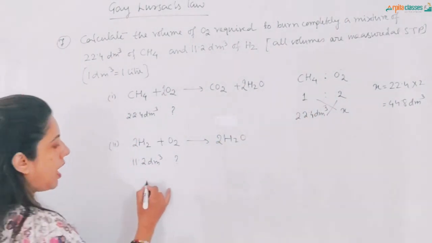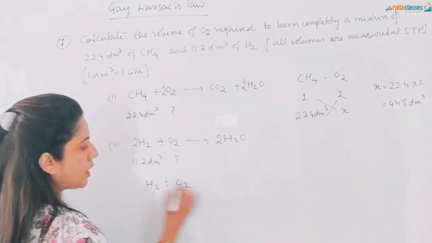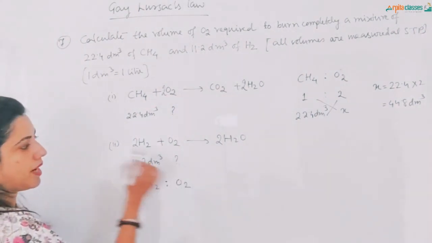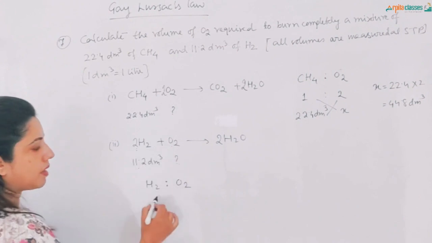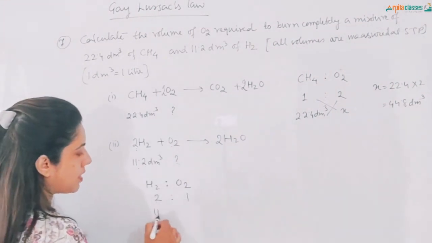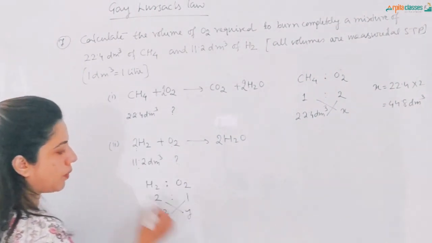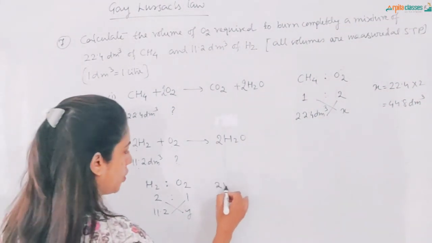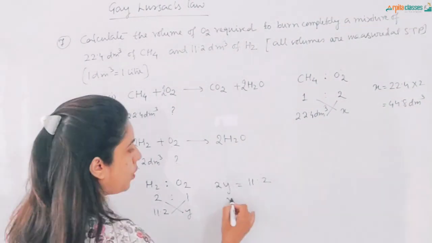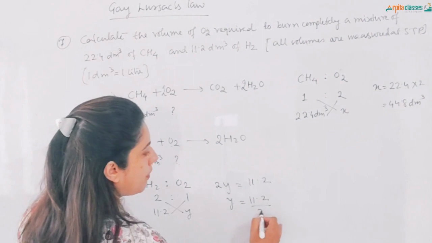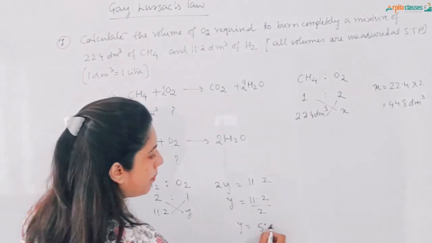Now from here, for hydrogen we will take the ratio between hydrogen and oxygen because this is given and this is asked. The ratio from the balanced chemical equation is 2:1. If this is 11.2, how much oxygen is required? Cross multiply. So 2y is equal to 11.2 or y is equal to 11.2 divided by 2, that is 5.6 dm³.